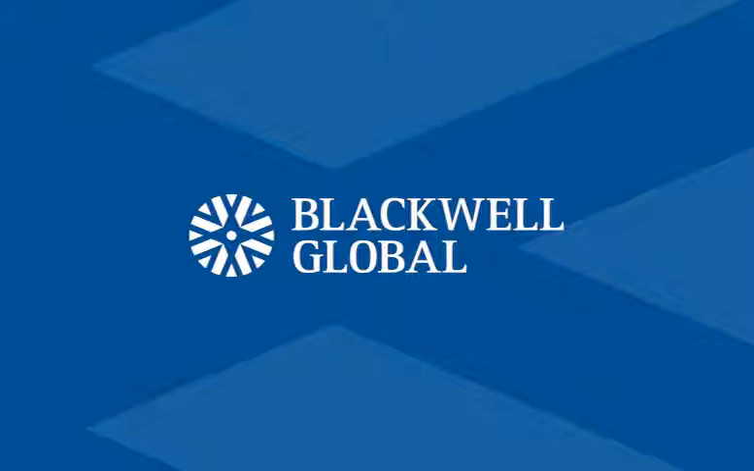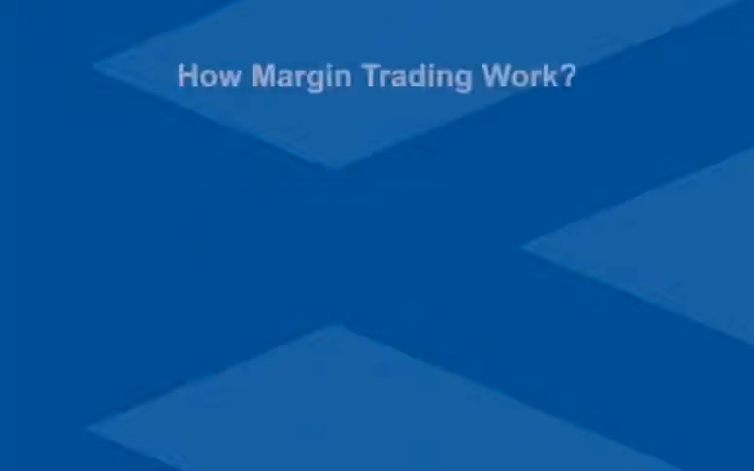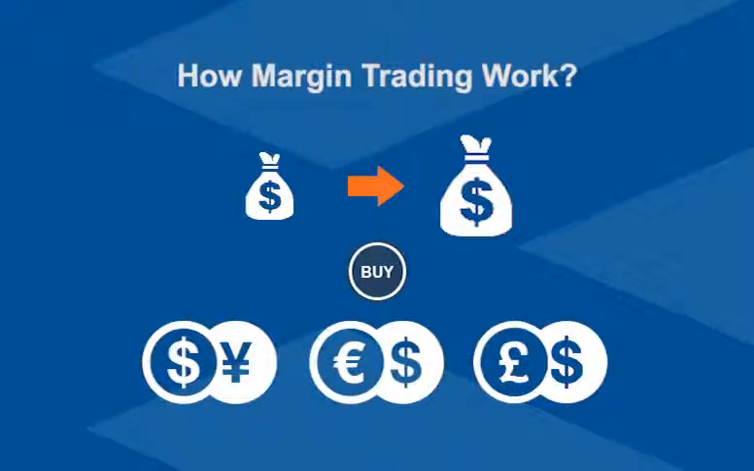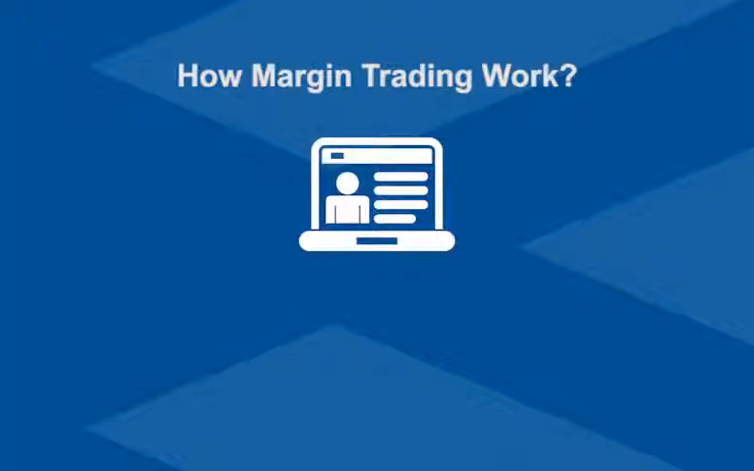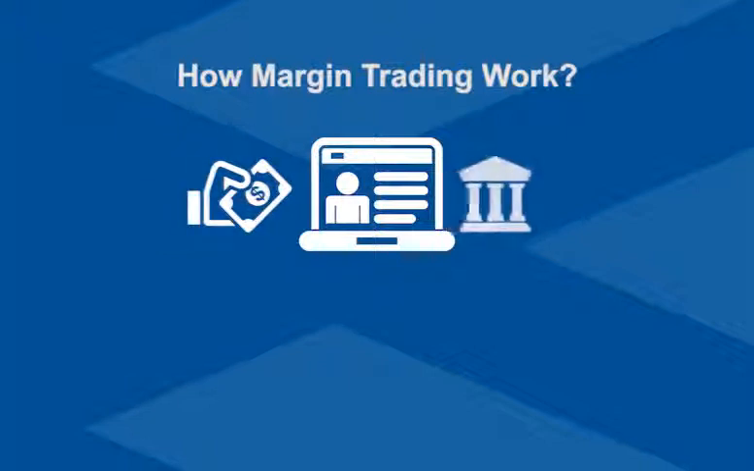In today's tutorial, we will talk about margin trading and swap rate. So how does margin trading work? Margin trading simply means you would only need a relatively smaller amount of money to control a larger amount of money. And in a Forex context, it means that you can buy more than you're able to normally with less. To do that, you will need to open a margin account with a broker like Blackwell Global. In this margin account, you will have a balance based on the amount you have deposited that can be used as margin to open trades.